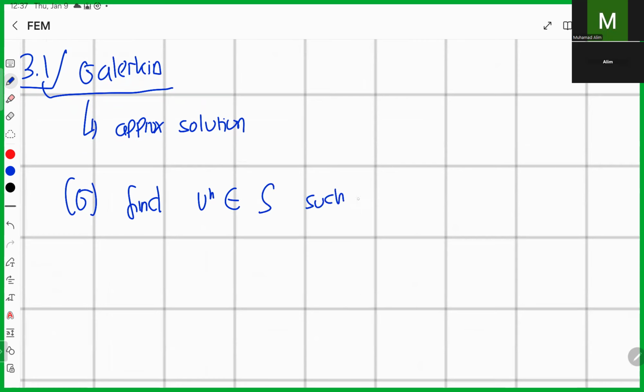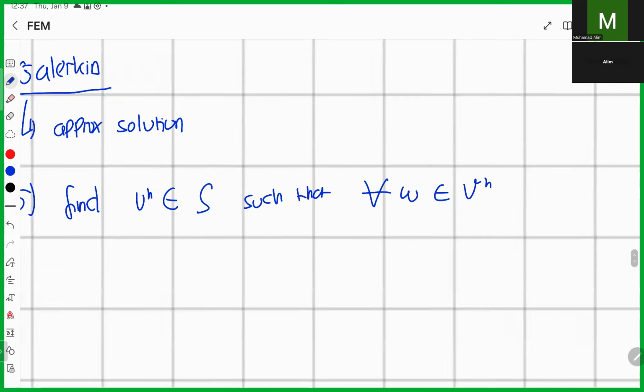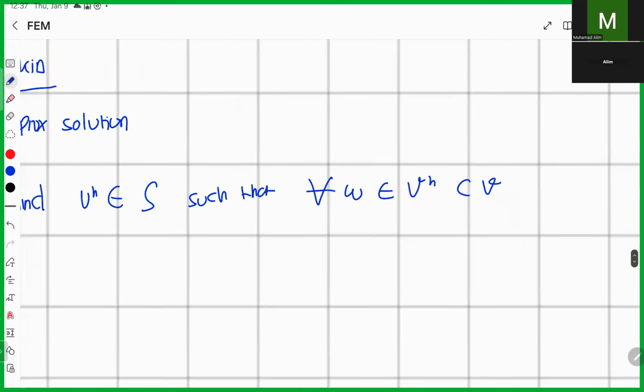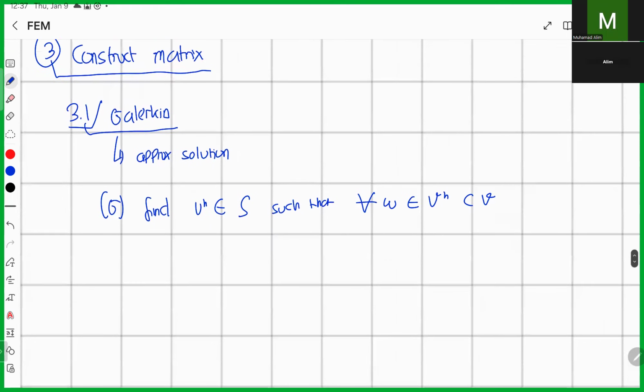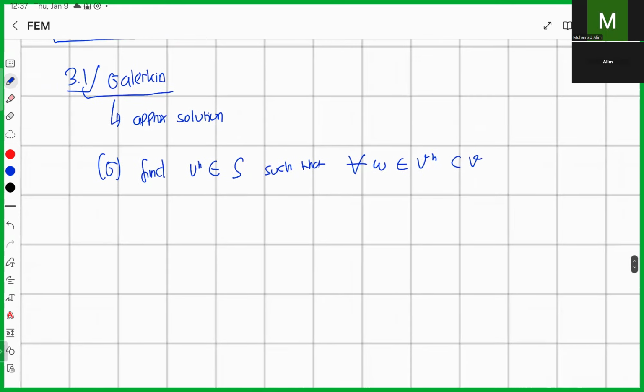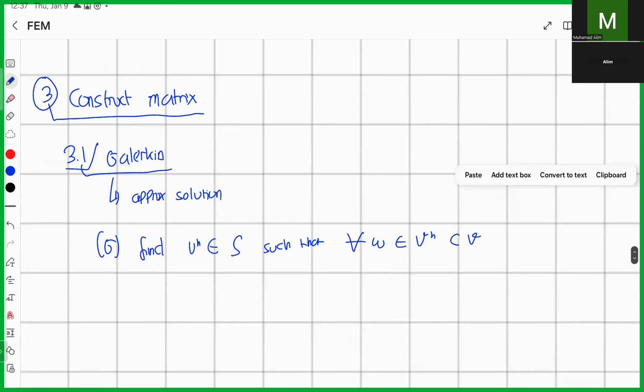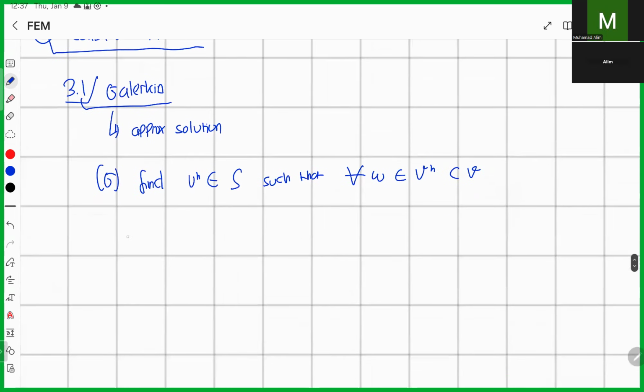So such that for all weight functions, we can state here in the test space. Okay, so recall our weak form, which is this one here.